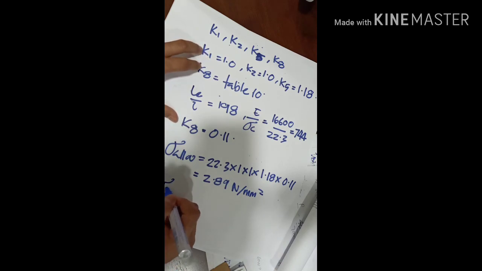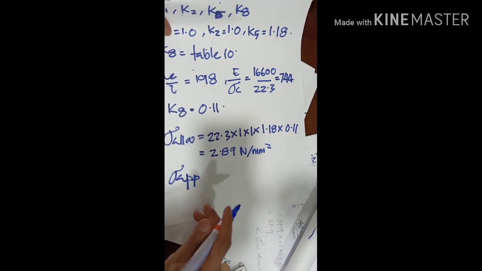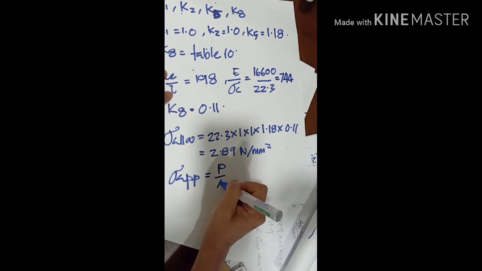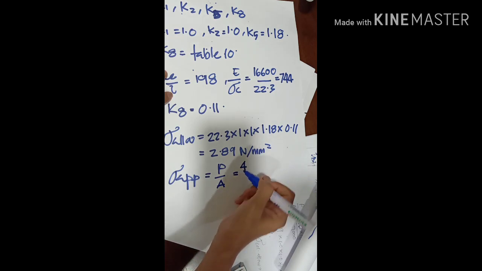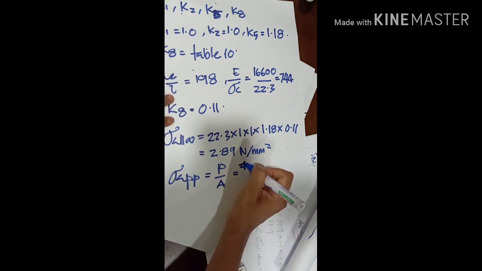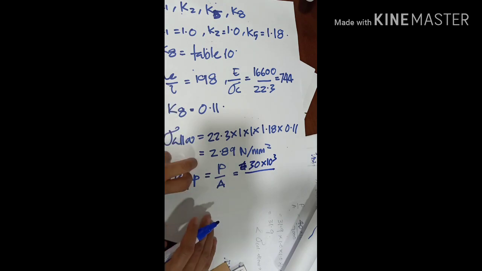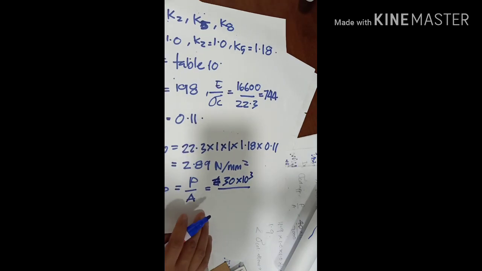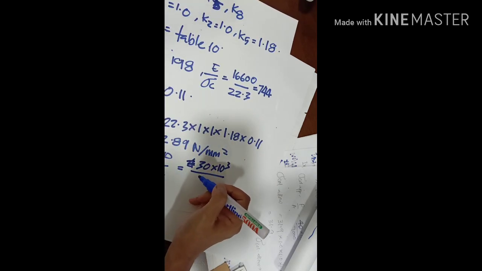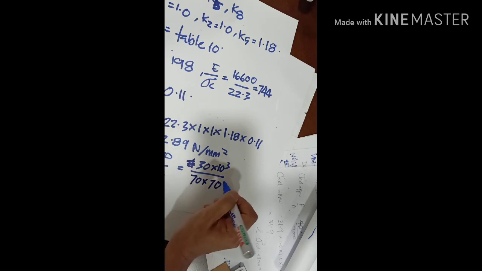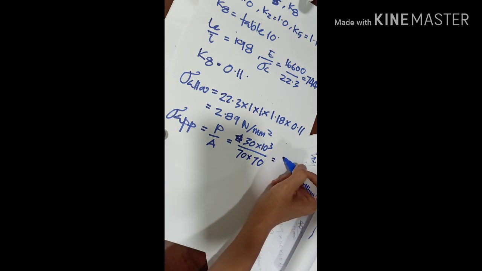Now we can find the stress applied, where the stress applied is equivalent to P over A. From the question, P is 30 times 10 to the power of 3 in order to change the unit from kilonewton to Newton, divided by the area, where the area is 70 times 70. We found that the value of stress applied is 6.12.